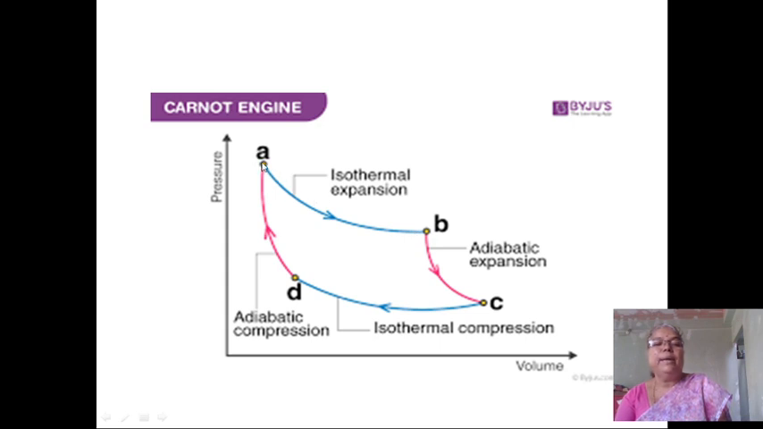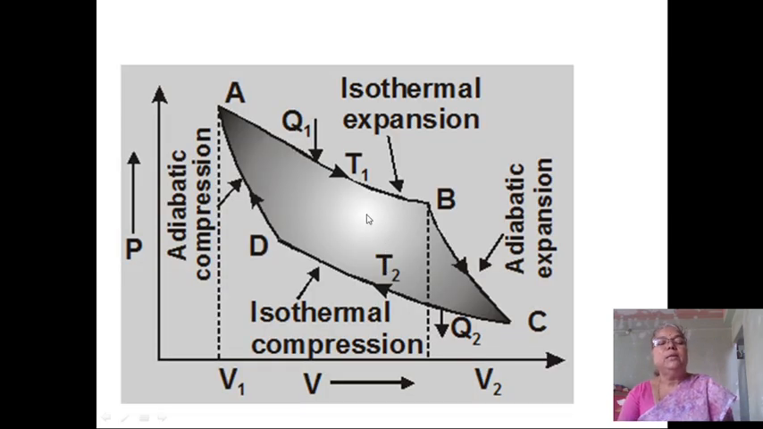Here, from point A to B, we perform the isothermal expansion process. From point B to C, we perform adiabatic expansion, from point C to D, we perform isothermal compression, and from point D to A, we perform adiabatic compression. This is the P-V diagram of the Carnot cycle. Here, our system absorbs Q2 amount of heat at temperature T2 and it receives the Q1 amount of heat at temperature T1.